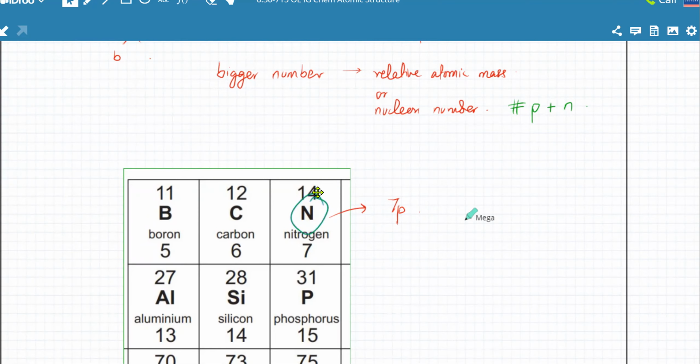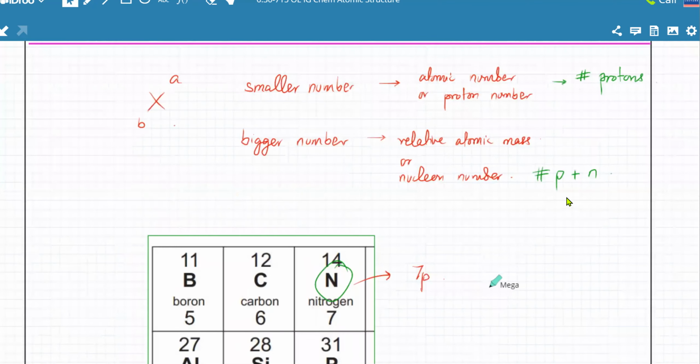How do you find the number of neutrons? The number of neutrons is found by just subtracting the two numbers. You have protons, and you have protons plus neutrons. So if you want to figure out the number of neutrons, just subtract the protons from this number and you're going to get the number of neutrons. It's going to be 14 minus 7. So always remember that. This is the number of protons. The number of neutrons is you subtract the two numbers, 14 minus 7, which is 7 again.